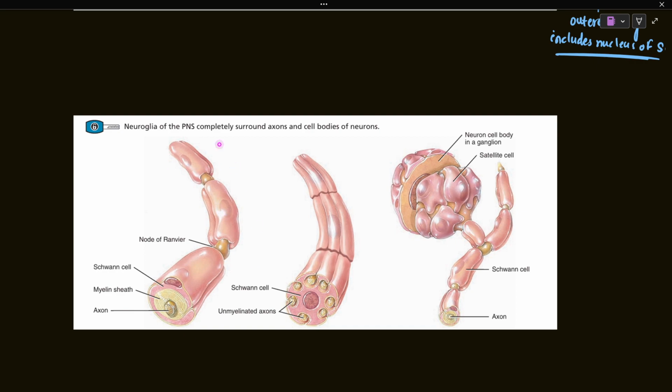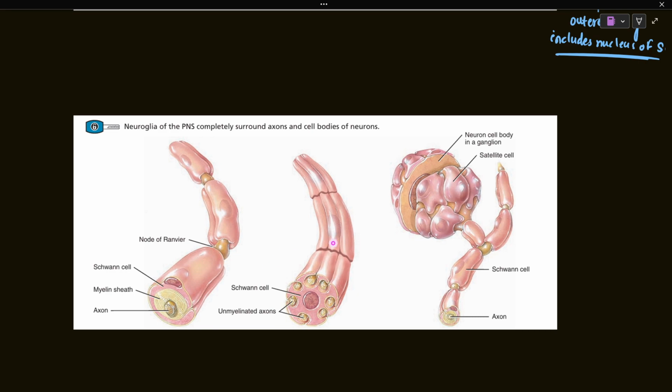So this is how a myelinated axon looks. And these are multiple unmyelinated axons around which a Schwann cell is wrapping only a single time. So there is only a single layer of the plasma membrane of the Schwann cell, which is known as neurilemma. Neurilemma is present in both myelinated and unmyelinated axons, but the myelin sheath is absent in unmyelinated axons, and that is why they are known as unmyelinated. So this is how PNS axons look.